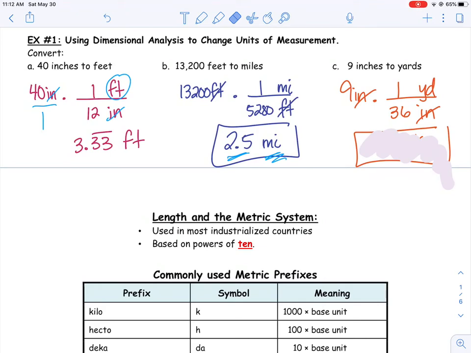You can, like I said, do it a couple of different steps if you wanted to, but in the end, you should get for every 1 yard there are 36 inches. That means in 9 inches, there are 0.25 yards. A fourth of a yard is really 9 inches.